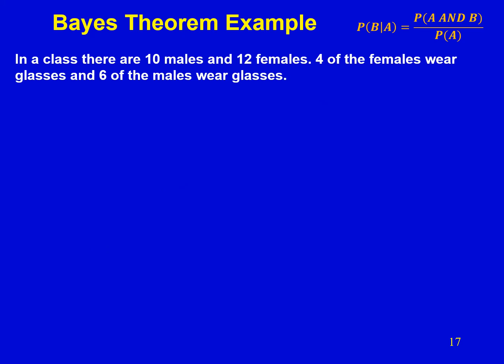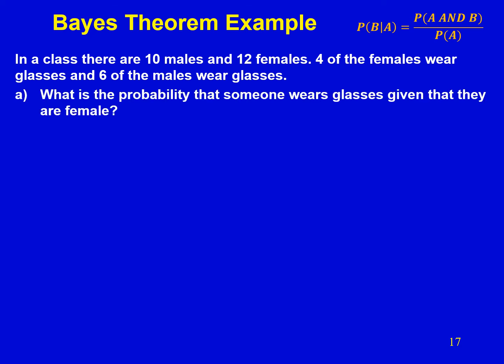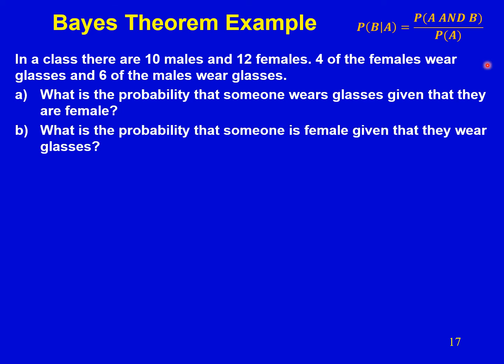Let's have a look at an example. In a class, there are 10 males and 12 females. 4 of the females wear glasses and 6 of the males wear glasses. What is the probability that someone wears glasses given that they are female? So we could use Bayes' theorem to calculate this. Whenever we see the word given, that means we can use this formula here. And then part B, a similar question, what is the probability that someone is female given that they wear glasses?